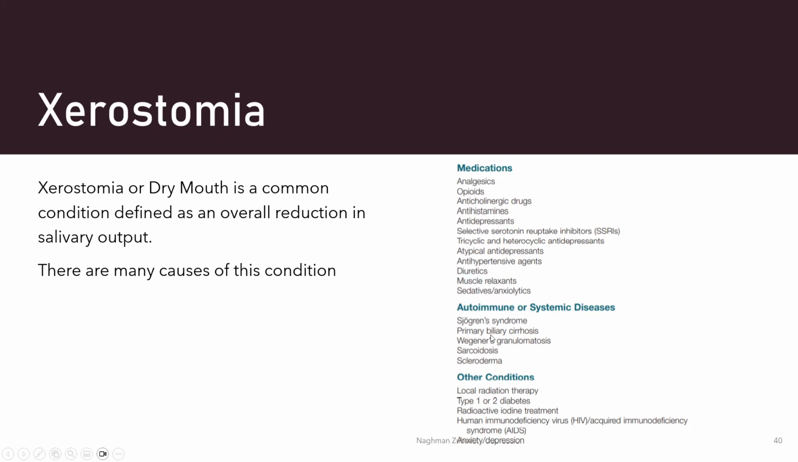Autoimmune or systemic diseases: Sjogren's syndrome, primary biliary cirrhosis, then Wegener's granulomatosis, sarcoidosis, scleroderma. Other conditions may be due to radiation therapy in that area, type 1 or type 2 diabetes, radioactive iodine treatment in case of thyroid problem, human immunodeficiency virus, acquired immunodeficiency syndrome or AIDS, and anxiety and depression.